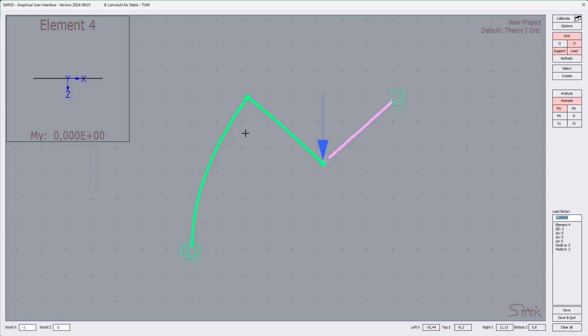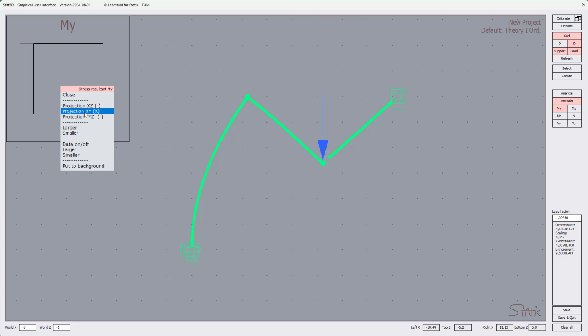For the complete structure here, MZ is not the right one. Here the exact projection, now it's okay.